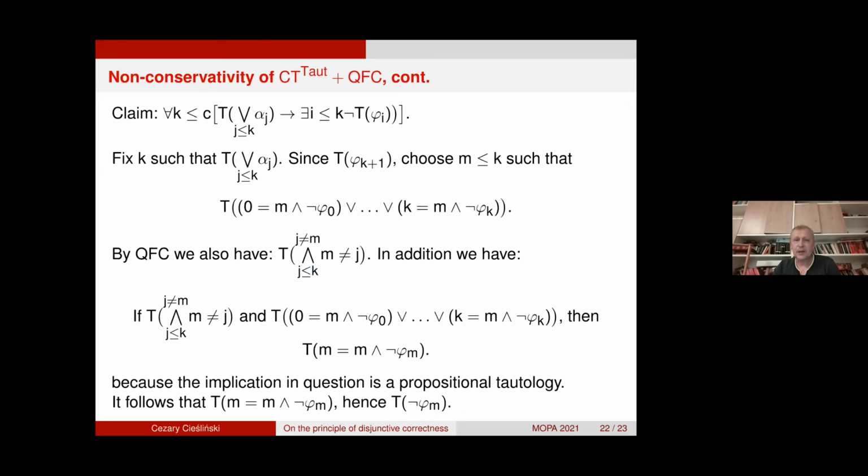So this result, as I said, the motivation for this was this open question, whether adding propositional tautologies are true, how strong it is. We have not been able so far to eliminate the use of quantifier-free correctness from this proof. So it looks like an essential step, but maybe it is not. We don't know.